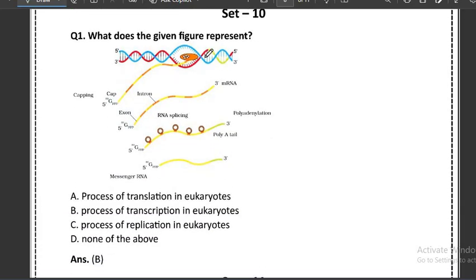What does the given figure represent? A, process of translation in a eukaryote. B, process of transcription in a eukaryote. C, process of replication in a eukaryote. D, none of the above. Option B is correct. Process of transcription in a eukaryote.